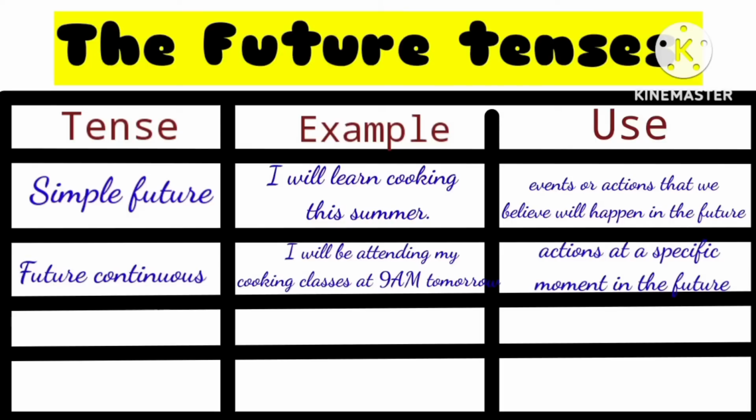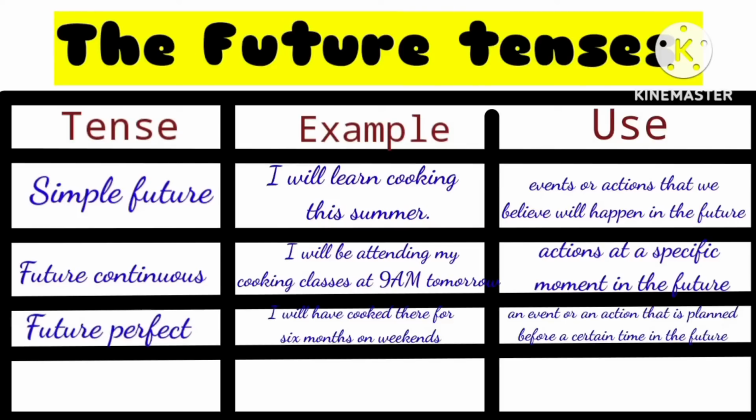It is used to describe the actions at a specific moment in the future. For example, I will be attending my cooking classes at 9 a.m. tomorrow. Future perfect. It is used to describe an event or an action that is planned before a certain time in the future. For example, I will have cooked there for 6 months on weekends.